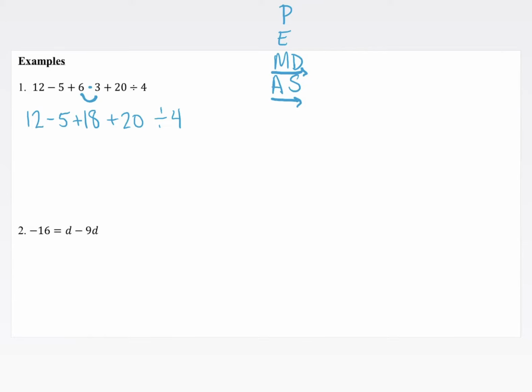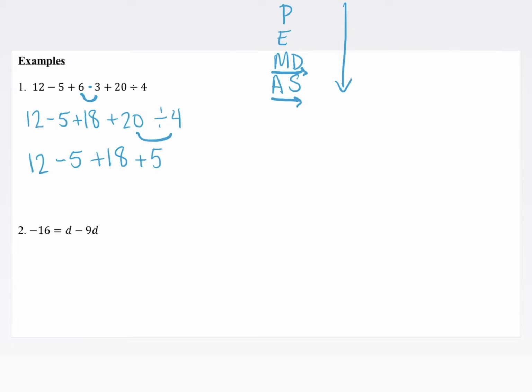Now I don't see any multiplication, but I do have a division right at the end here. So I'm going to simplify that. It may be tempting to want to either add or subtract, since the rule is to go from left to right, but we have to keep in mind that we have to go in the order of PEMDAS too, down the line. So 20 divided by 4 is positive 5. My new expression is 12 minus 5 plus 18 plus 5.